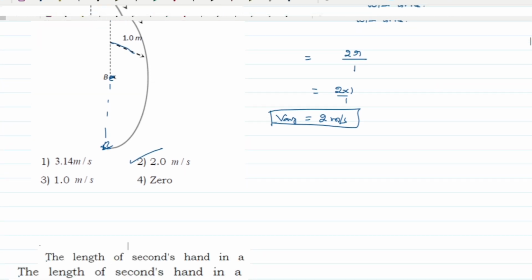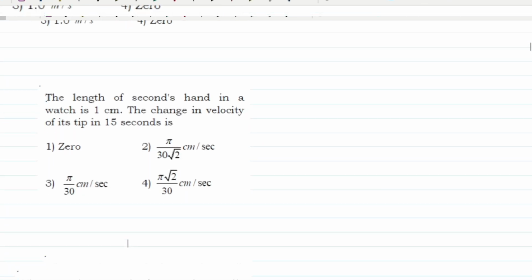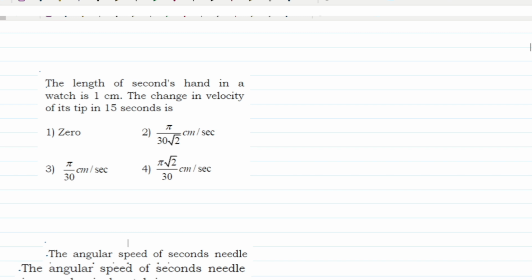Let us see the next question. The next question says the length of the seconds hand in a watch is given as 1 centimeter, and they are asking the change in velocity of its tip in 15 seconds. So here you are taking a wall clock.